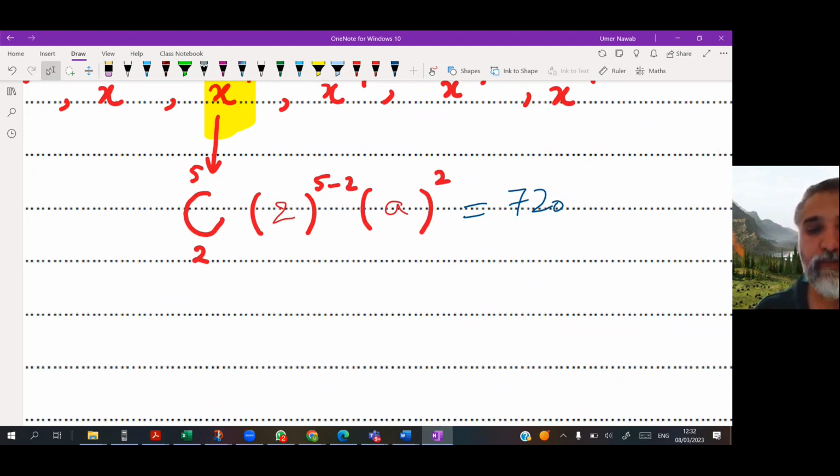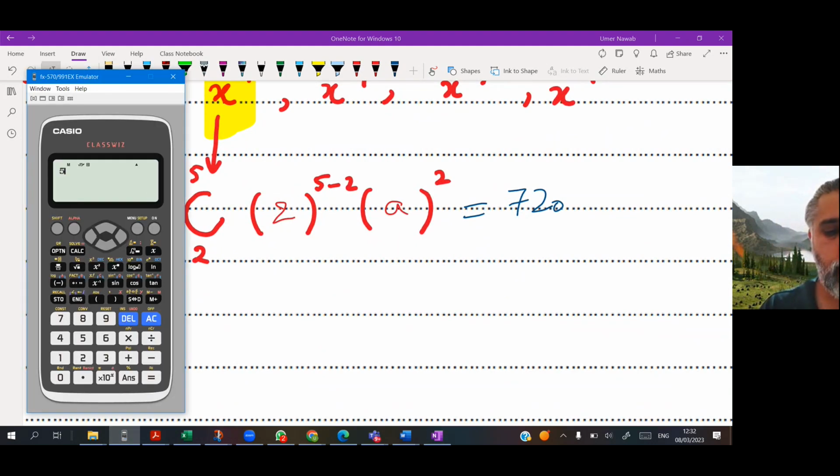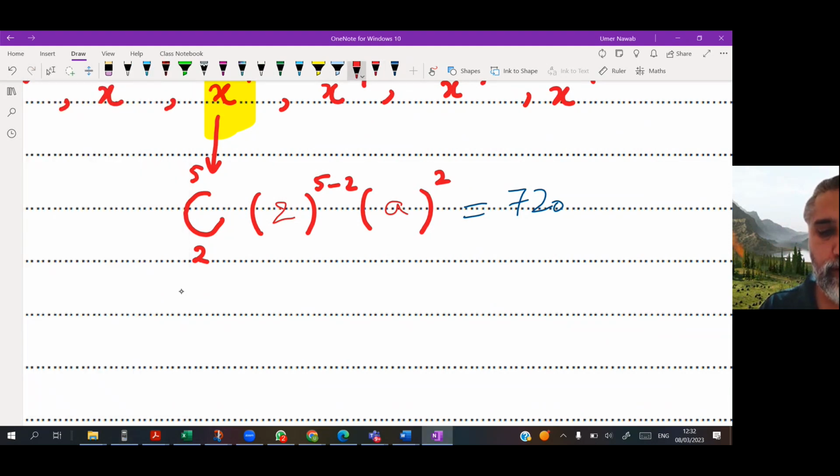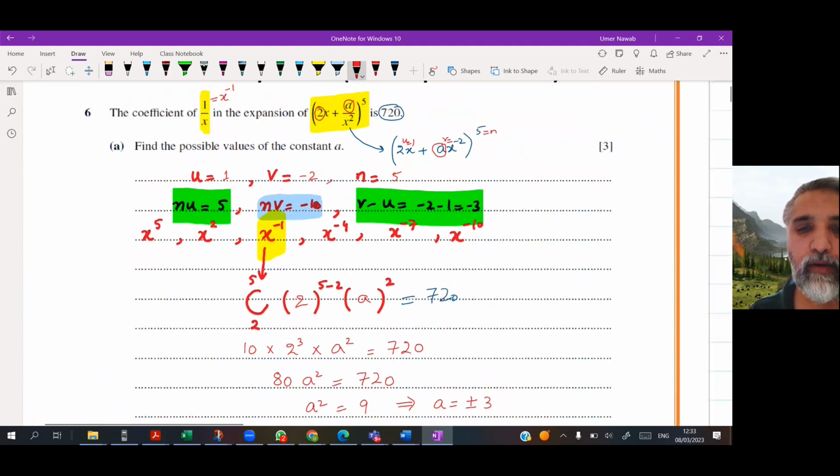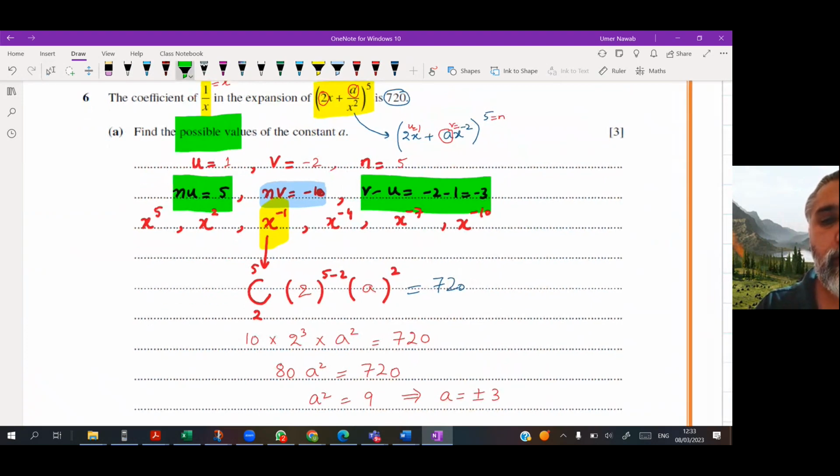Now we can simplify. What is 5C2? 5C2 gives us 10. This is 2 raised to power 3. This is a squared, and this is 720. Now this is 80. 80 a squared is equal to 720. So a squared is equal to 9. So it tells you a is equal to plus minus 3. Did he mention a is a positive value? No, he said possible values. So possible values means a should be plus minus 3.